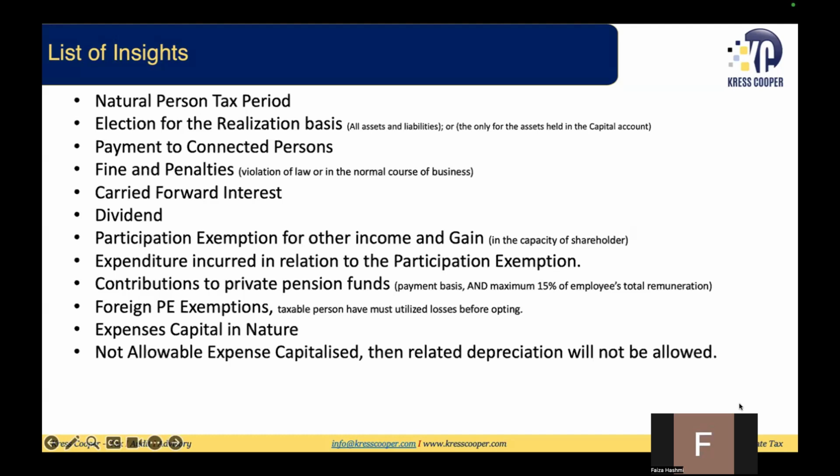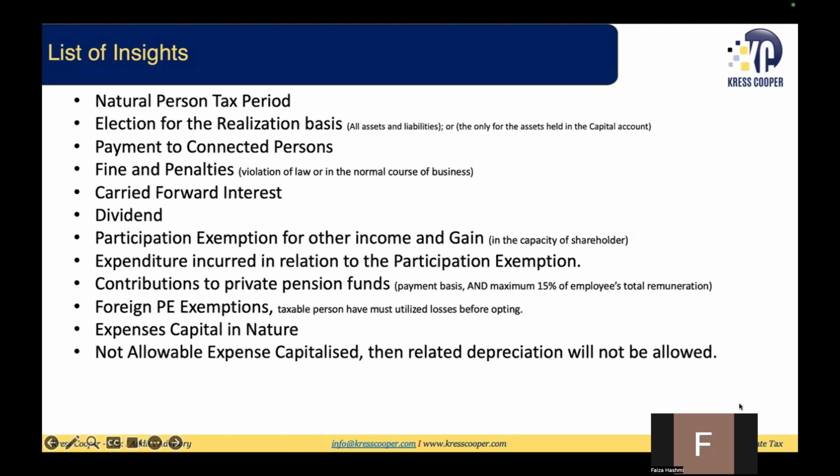Fines and penalties. If the taxable person is violating the law, any fine or penalty will not be allowable. But if they are paying a penalty in the normal course of business, this will be allowed. Let me give you an example. An overspeeding fine is not allowed. But if the company has made a contract with another person, and there is a breach of clauses of the contract and the company is paying a penalty, that will be allowed. The guide says this will be considered an expense in the normal course of business.